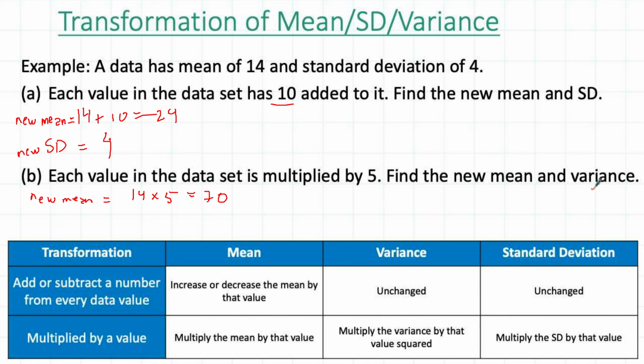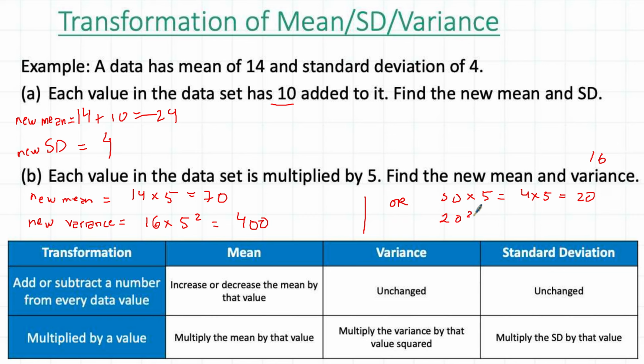The old variance is the square of the standard deviation. So the old variance is 16. And now I need to multiply 16 by 5 squared. So the new variance is 16 times the thing that you multiplied by squared, which is 400. Or alternatively, you can find the standard deviation times the value. So it's going to be 4 times 5, which is 20. And then this is the new standard deviation, which means that the variance is going to be the square of that, which is 400. So you still get the same value.